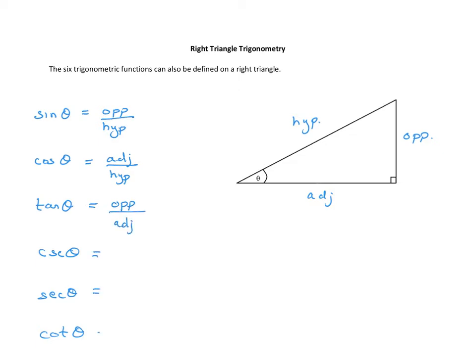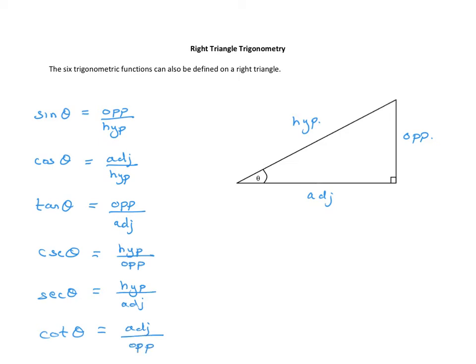And when it comes to cosecant, secant, and cotangent, these are the reciprocals of these 3 trig functions. So basically, we're just going to flip all of these fractions and put them here. So that means cosecant is the hypotenuse over the opposite side, and secant will be the hypotenuse over the adjacent side, and cotangent will be the adjacent divided by the opposite side.